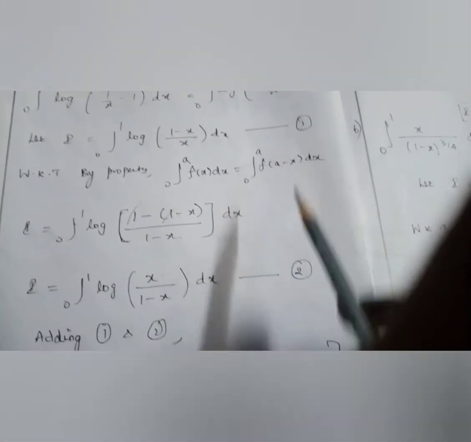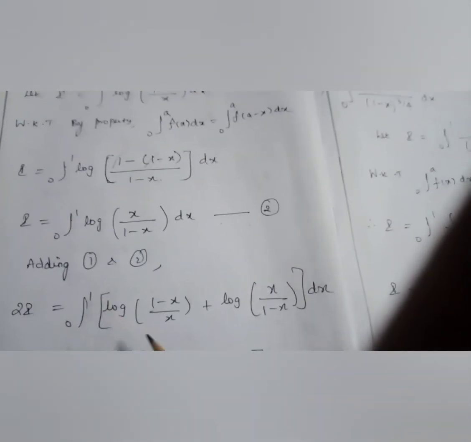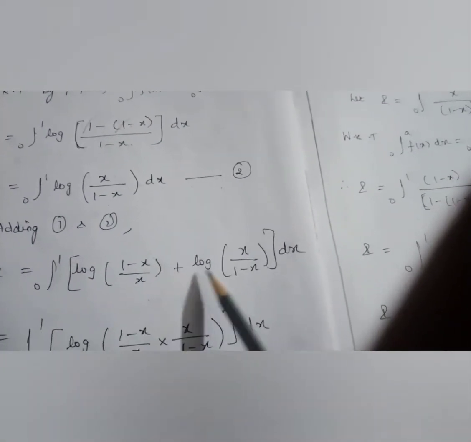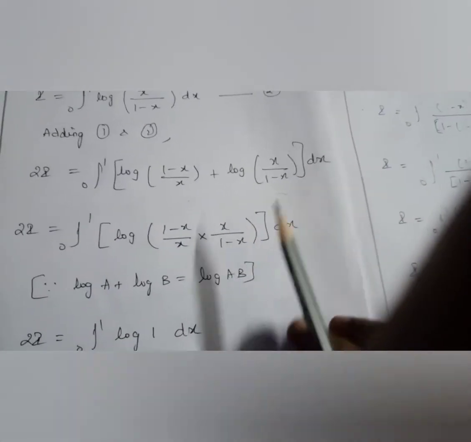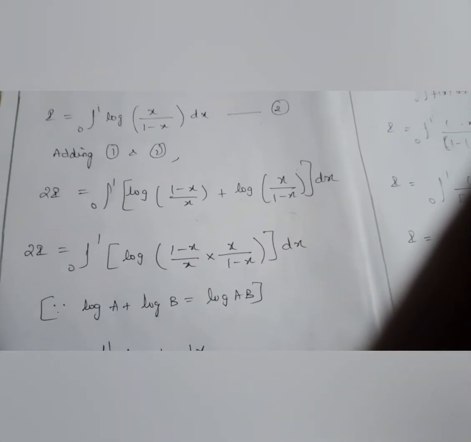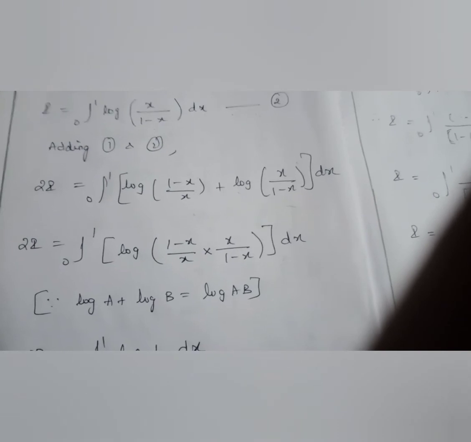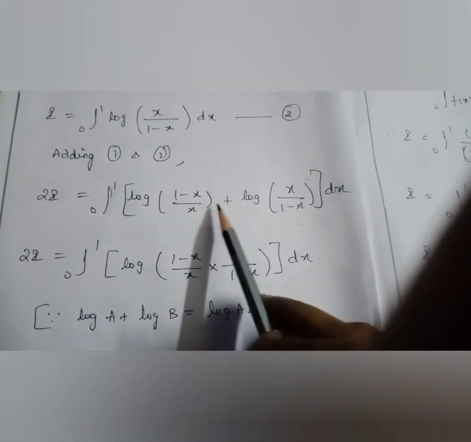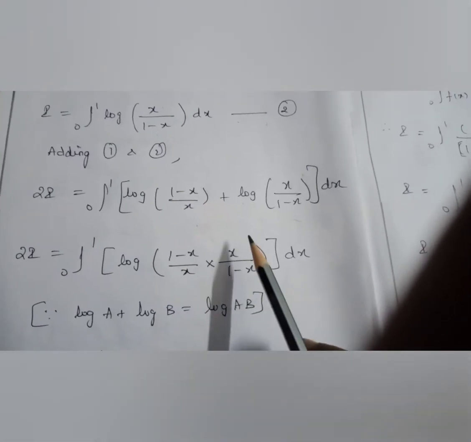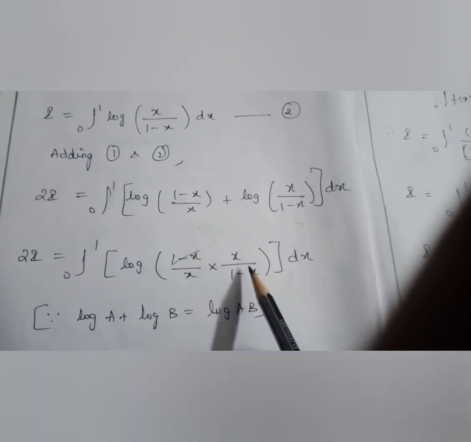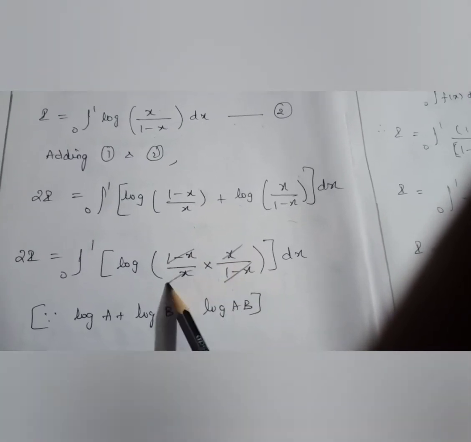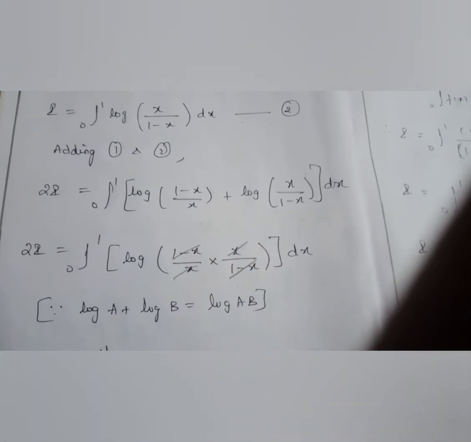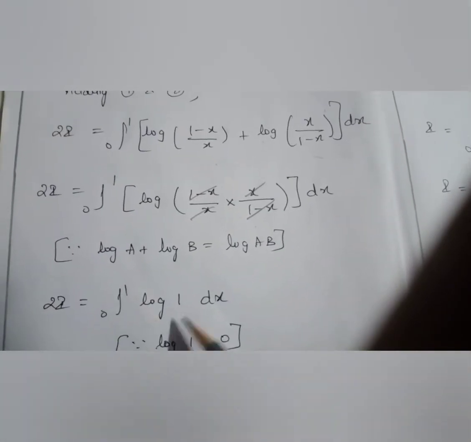Now add this 1 and 2, no. So I and I becomes 2I is equal to integral 0 to 1 log 1 minus x by x plus log x by 1 minus x. In logarithm, we have this property, log a plus log b. Using product rule, I can write it as log ab. So this becomes log 1 minus x by x into x by 1 minus x. So 1 minus x and 1 minus x cancel, x and x get cancelled. So it is 2I is equal to 0 to 1 log 1 dx.